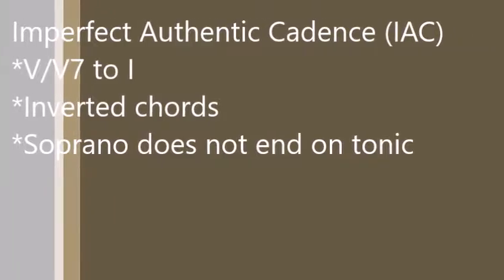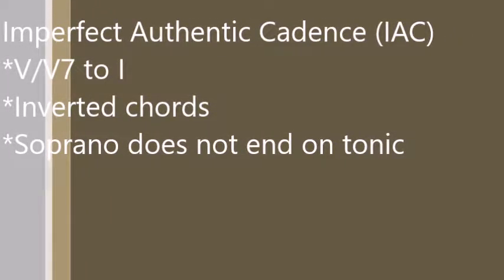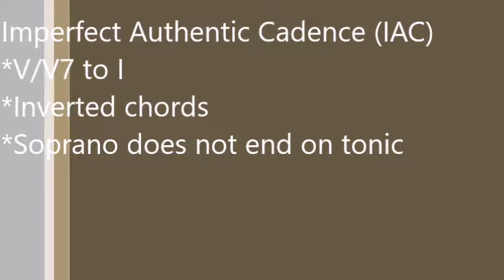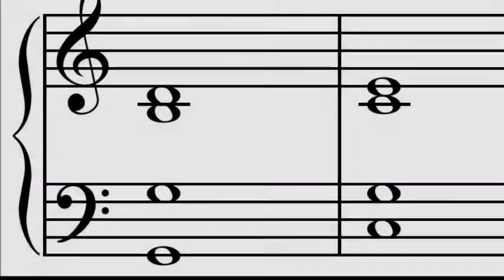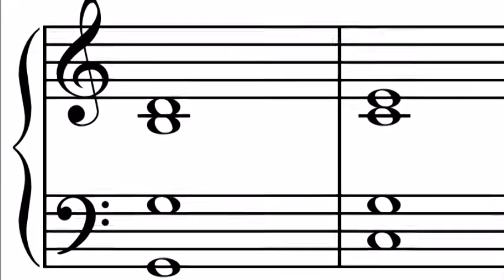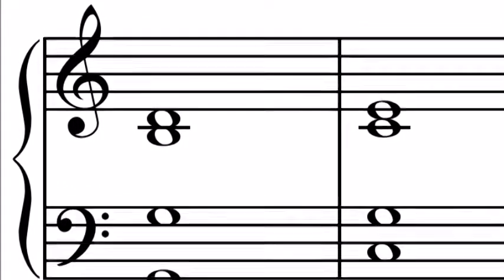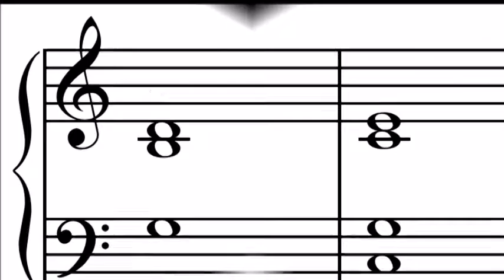As mentioned earlier in the video, there is a cadence very similar to the perfect authentic cadence, and that is going to be the imperfect authentic cadence, or IAC. It has the same exact chord progression motion going from 5 or 5/7 to a 1 chord. However, either of the chords could be inverted, or the soprano will not end on tonic, and that is what will determine whether or not the cadence is imperfect.